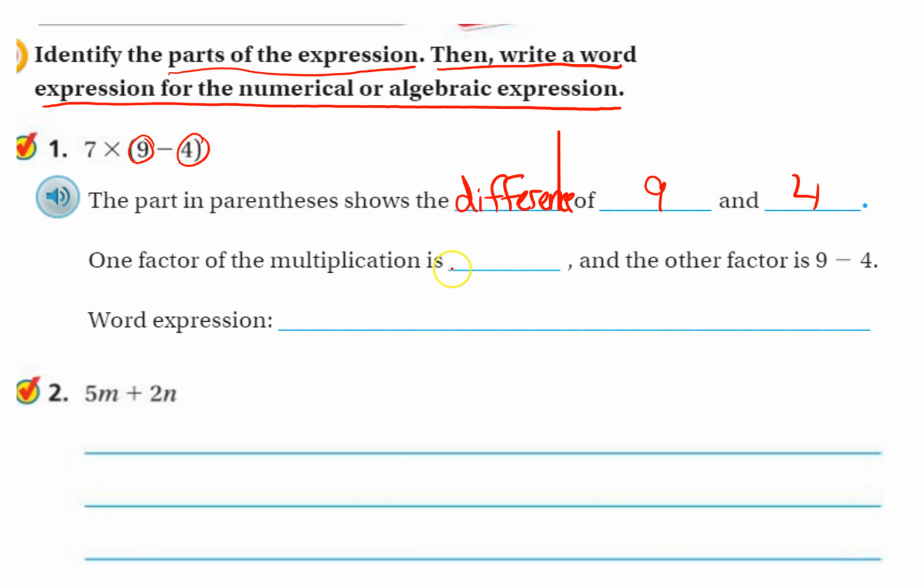One factor of the multiplication is, here's our factors. Remember, when we're multiplying, the factors are the numbers you're multiplying. So 7, and the other factor is 9 minus 4. So what would our word expression be? The product, because we're multiplying, of 7 times 9, or the difference between 9 and 4, or the product of 7 times 9 minus 4.